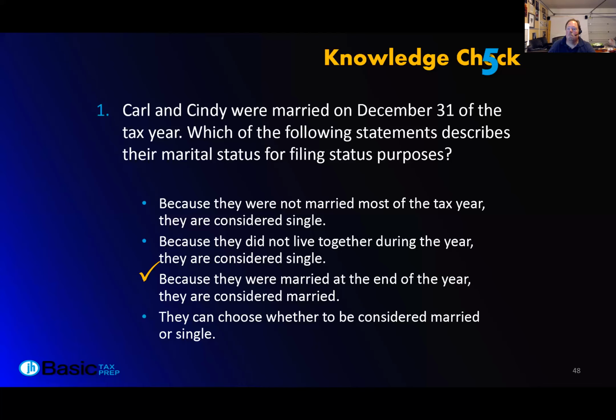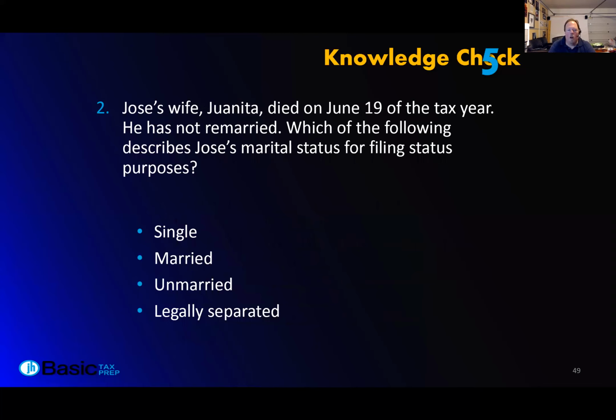Plain and simple. Jose's wife, Juanita, died on June 19 of the tax year. He is not remarried. Which of the following describes Jose's marital status for filing status purposes? Single? Married? Unmarried? Legally separated? Ideas? We know he's not single. Married. So what he is technically there, married. Thank you. Because no matter what, he is married. Okay? He is a widow, but he is married for tax purposes.